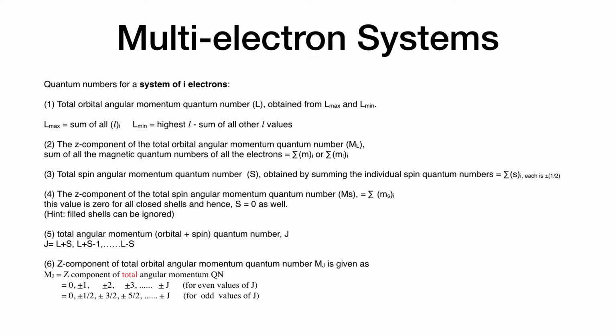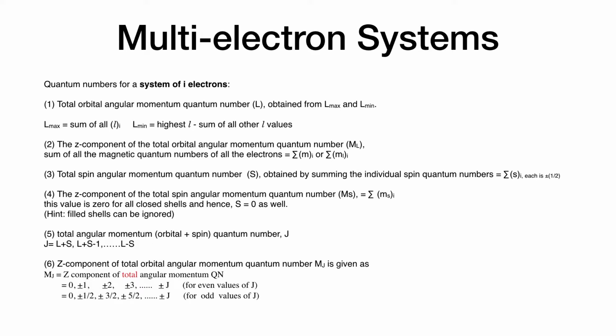So once you have L max and L min, you can now construct allowed quantum numbers for the total orbital angular momentum quantum number. Mouthful. And that's explained in the slide in my regular lecture. How do you get that? And then you have the z component. So it is m sub L.